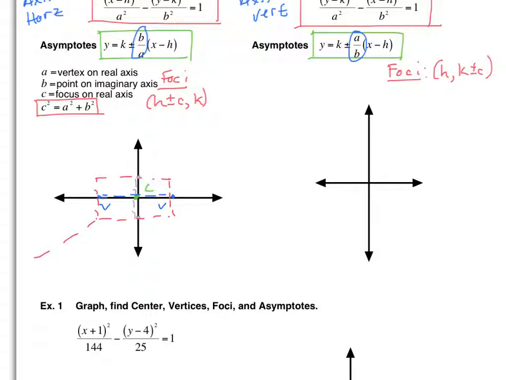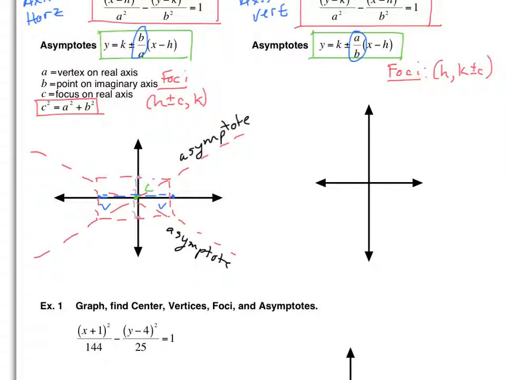Your asymptotes are diagonal lines that go through this rectangle and through the center, and they're going to extend past. So these are going to be, of course, you're going to use a straight edge. I can't on here, but you're going to use a straight edge because if you don't use a straight edge, you're not being very accurate. So these are your asymptotes. So you can draw that in.